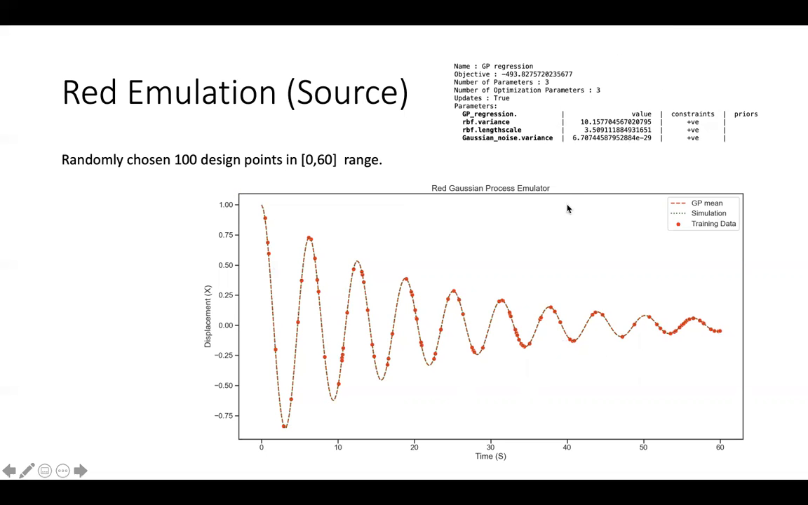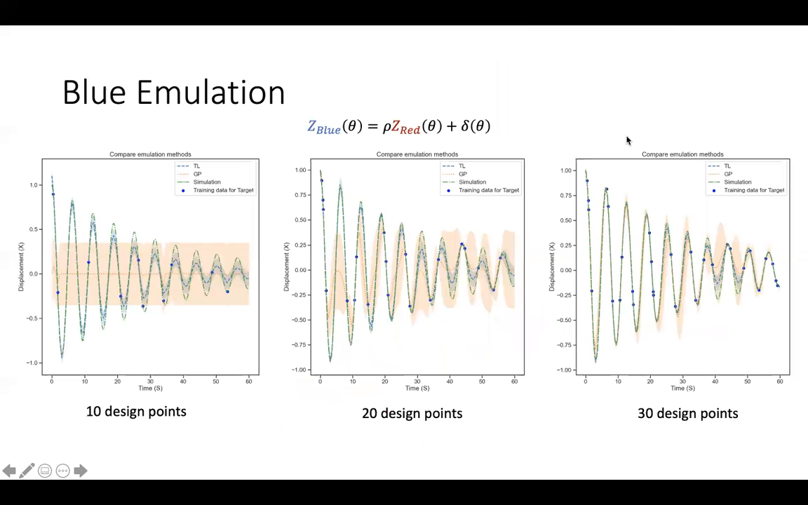After we train our emulator on these red data points, the hyperparameters of our Gaussian process, the length scales and the white noise variance, are shown right here. Now let's move on to the transfer learning emulation.